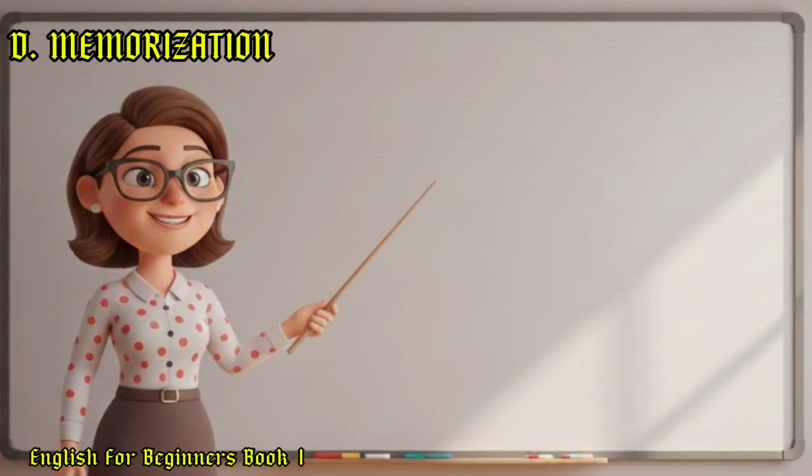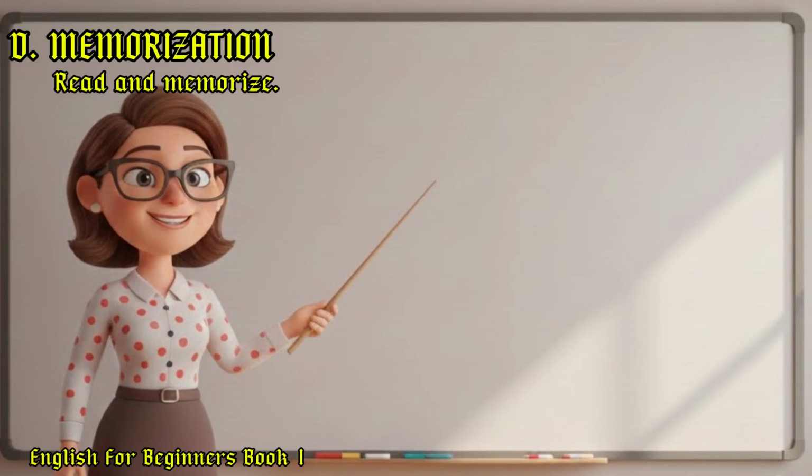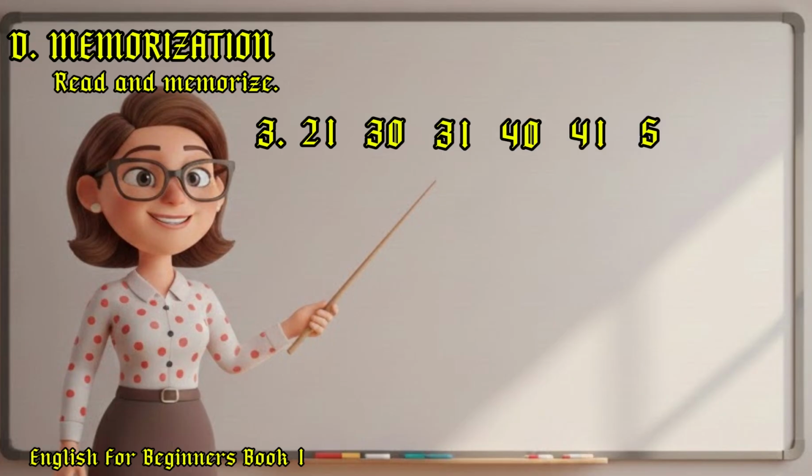Memorization. Read and memorize. 1. That is a cat. That is an owl. 2. U, V, W, X, Y, Z. 3. 21, 30, 31, 40, 41, 50.